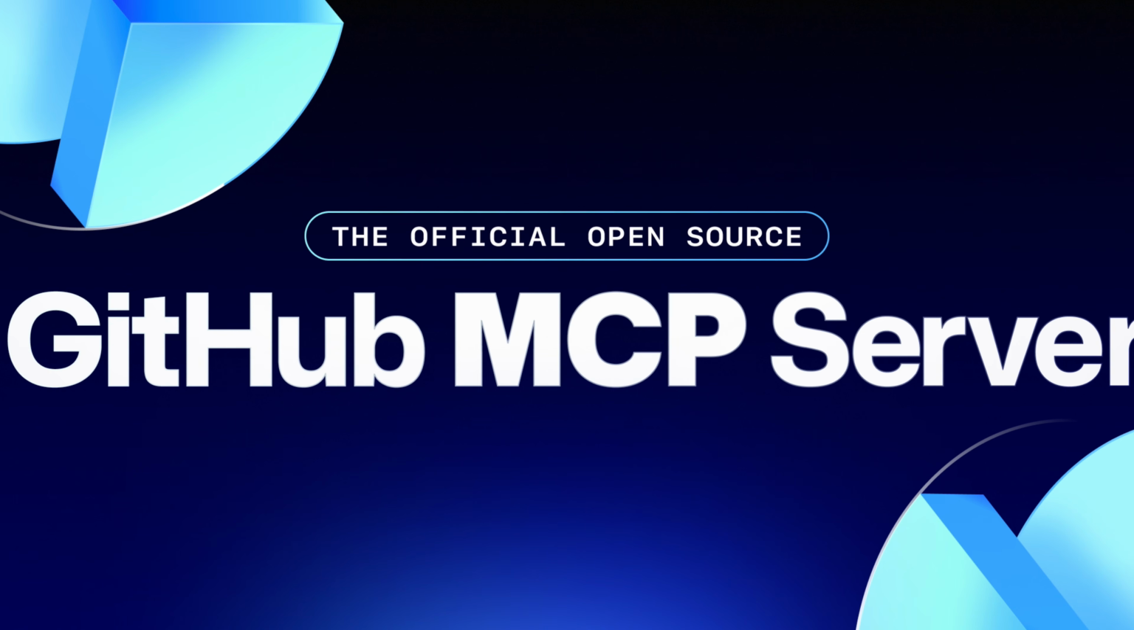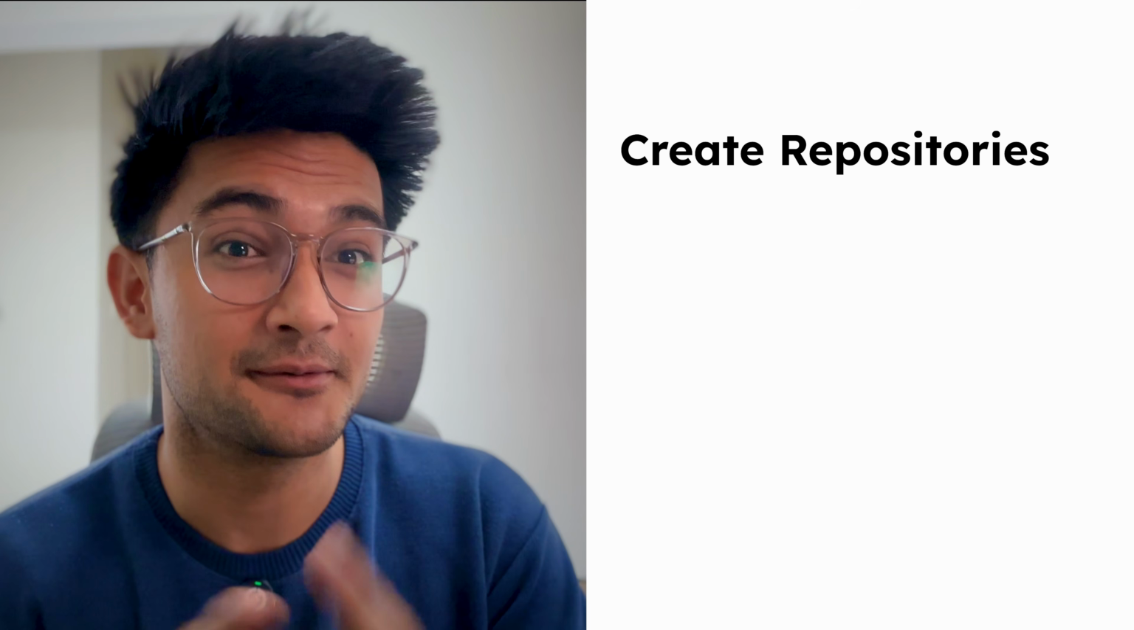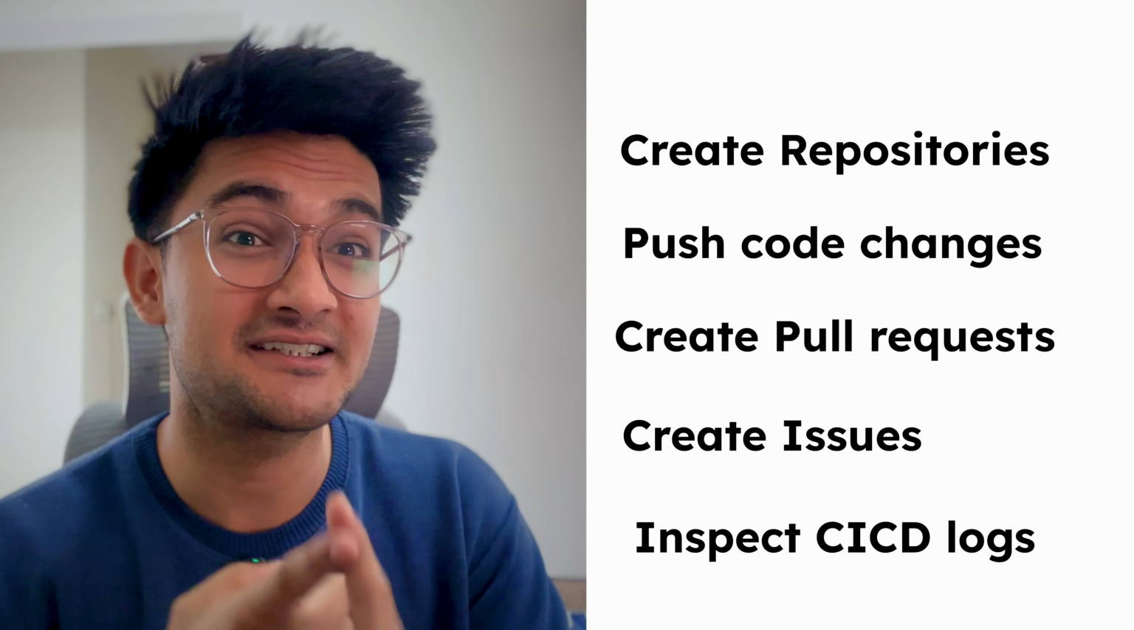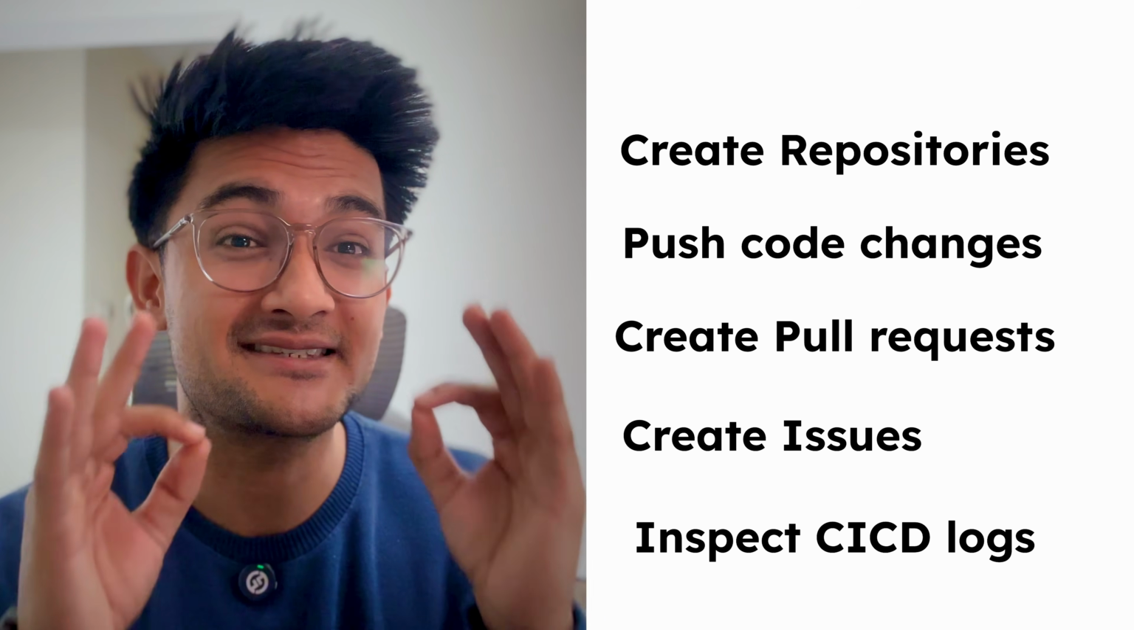So GitHub has now launched its official MCP, or Model Context Protocol, server. With GitHub MCP, you can now create repositories, push code changes, create and review pull requests, create issues, inspect CI/CD failures, and all of that by simply giving prompts to an AI agent or any LLM that supports MCP.